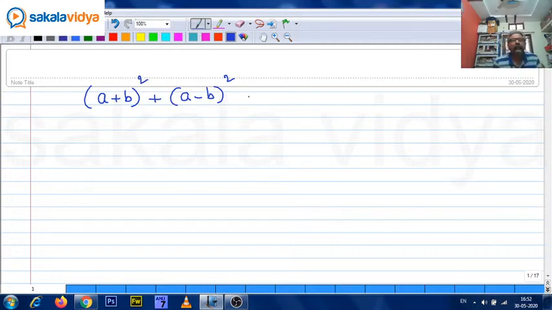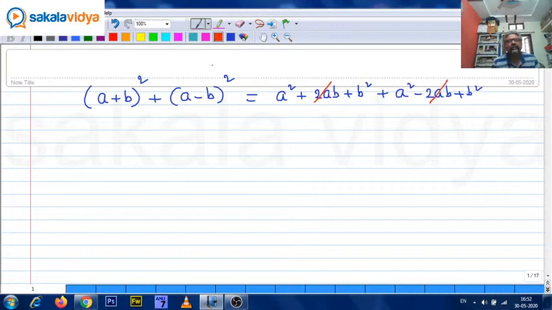This equals a square plus 2ab plus b square plus a square minus 2ab plus b square. Am I correct now? So plus 2ab and minus 2ab get cancelled. Now we have 2 times (a square plus b square).